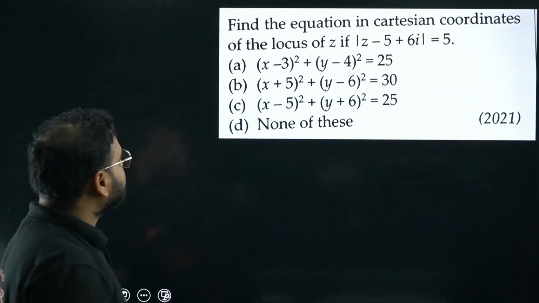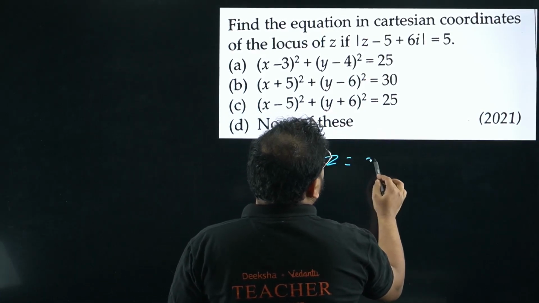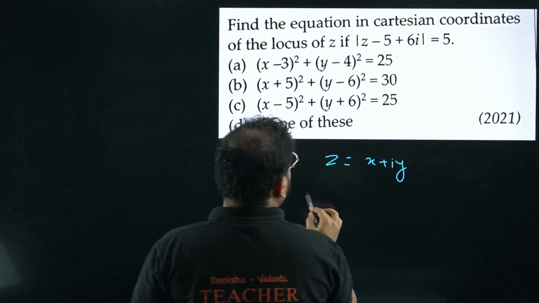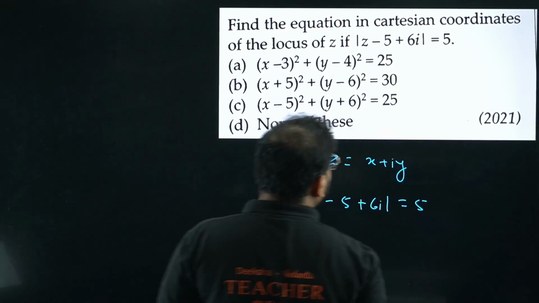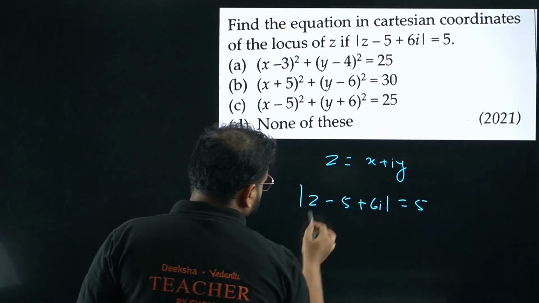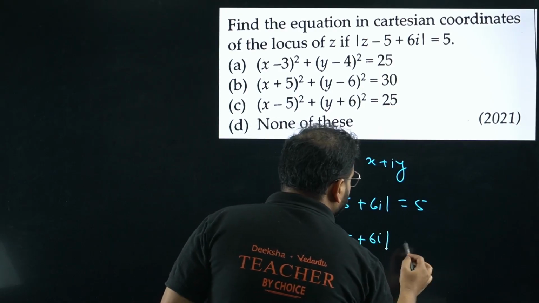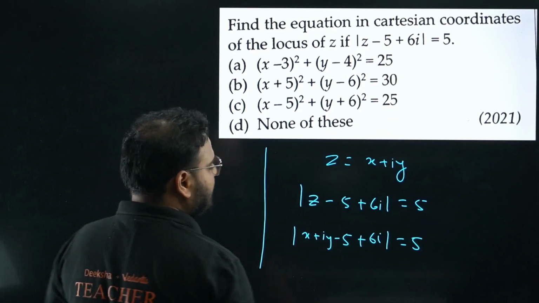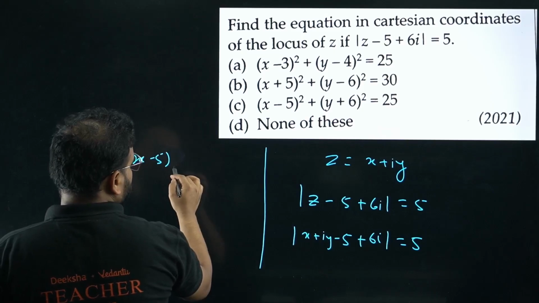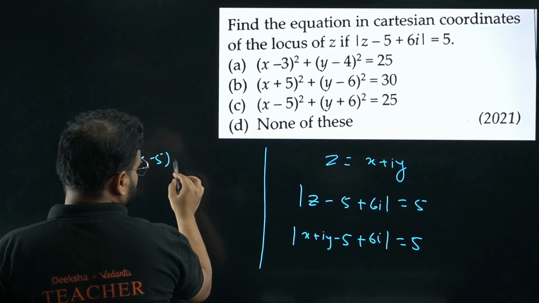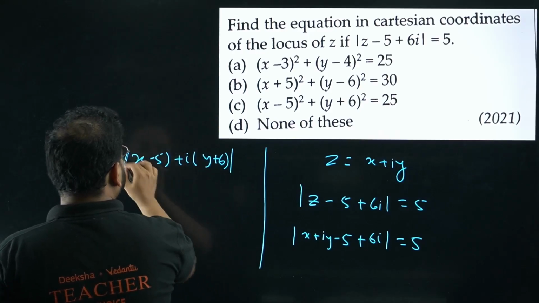Next question, which is question number 2. Find the equation in the Cartesian coordinate form. I can write z as x plus iy. I have |z minus 5 plus 6i| equals 5. It will become |x plus iy minus 5 plus 6i| equal to 5. Clubbing the real and imaginary parts, we have |(x minus 5) plus i(y plus 6)| equals 5.